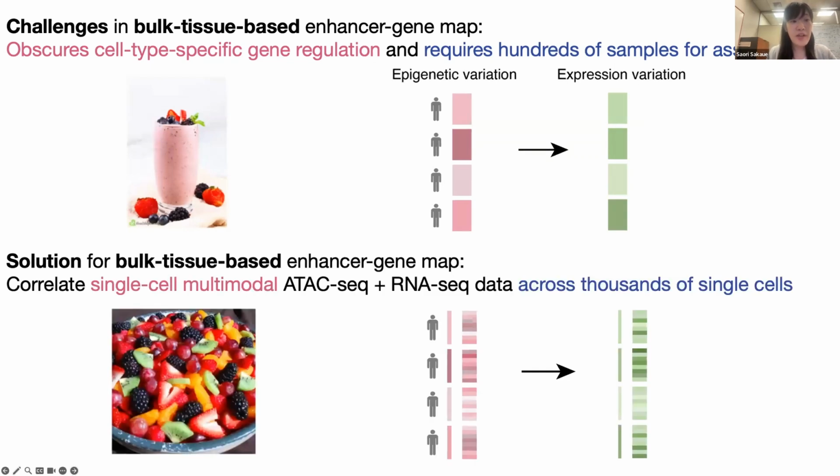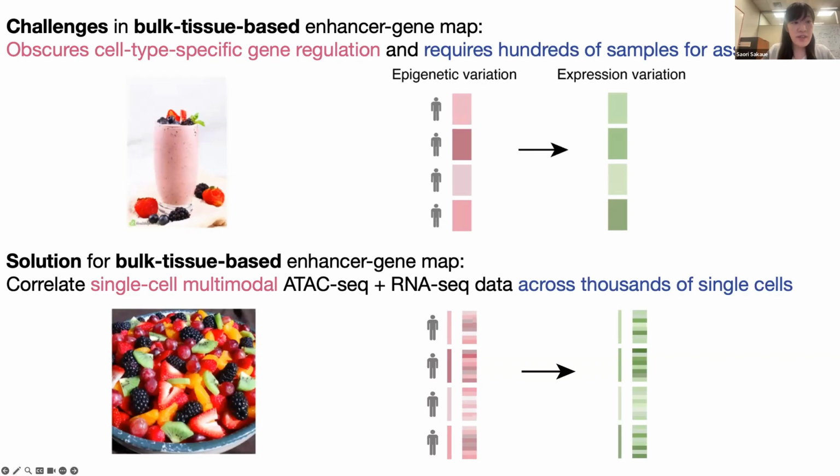But now, instead of the bulk tissue profiling, we have single cell technology. So we wondered if we can use this kind of concept by using single cell multimodal data to improve our resolution of the enhancer gene maps. Specifically, we use single cell multimodal ATAC-seq and RNA-seq, which can measure epigenomic activity and gene expression outcome, but at the single cell level.